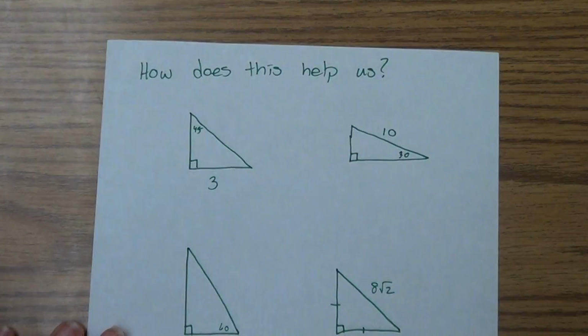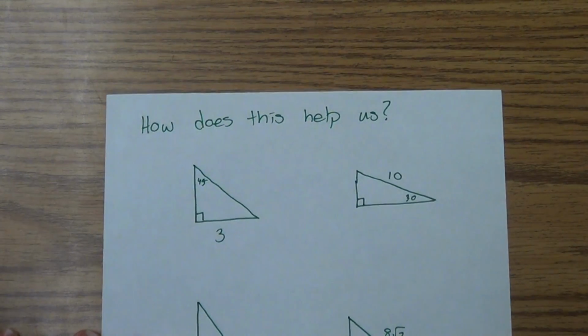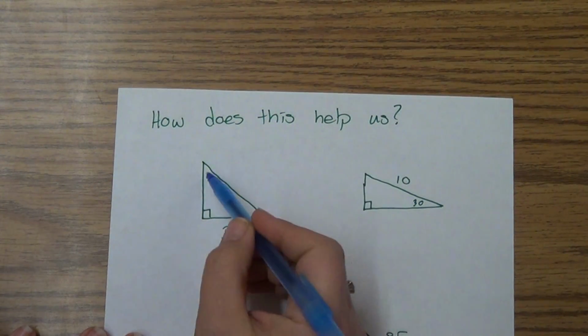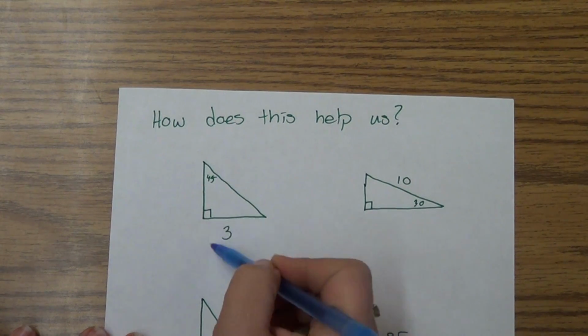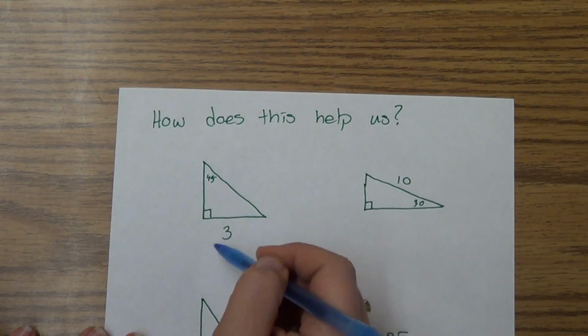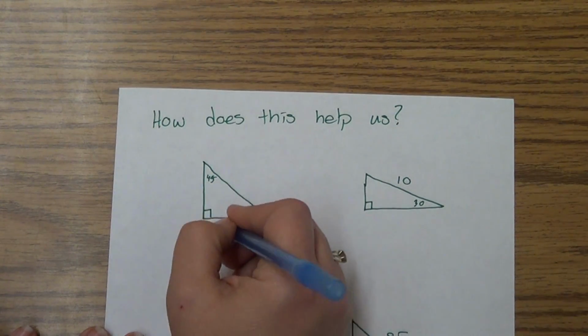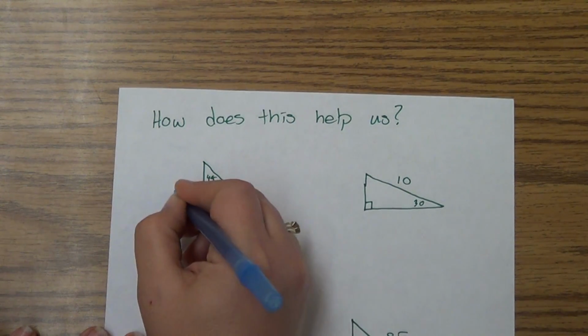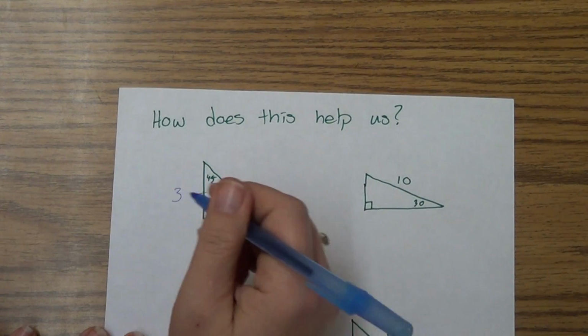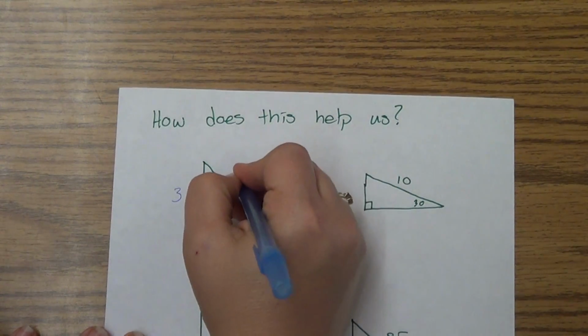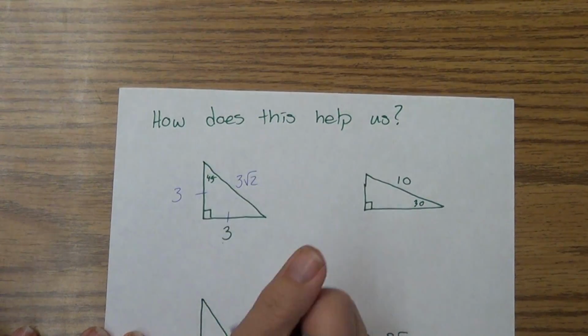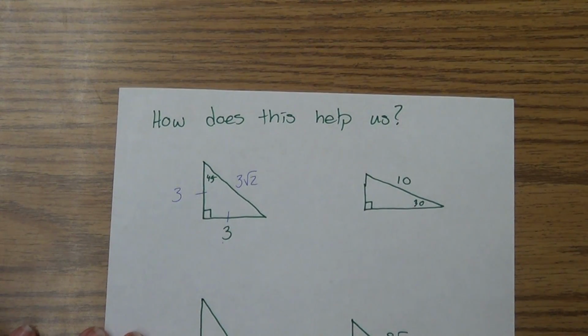Okay, so how does this help us and not make more work on us? Well, here, if I have a 45, 45, 90 triangle, and I know one leg, without doing hardly any work at all, well, if it's 45, 45, 90, it's isosceles, so that's also 3, and if I know my little shortcut there, the hypotenuse is just 3 times radical 2.